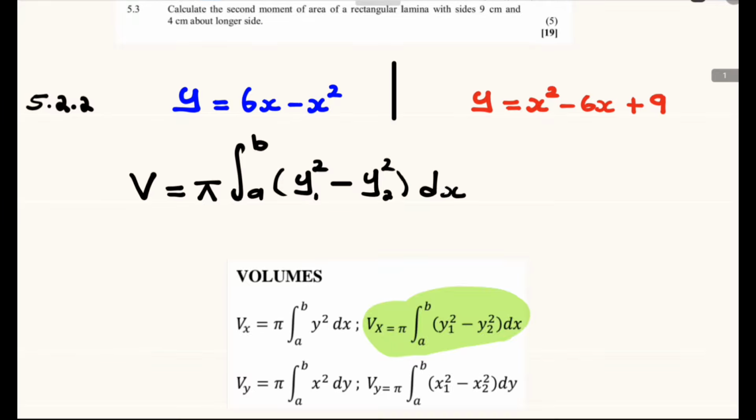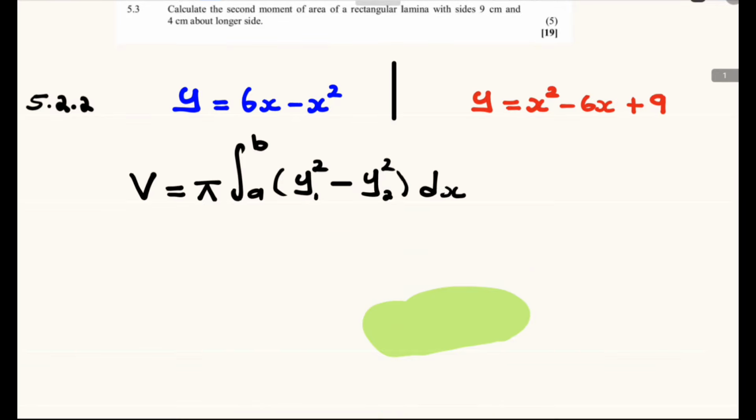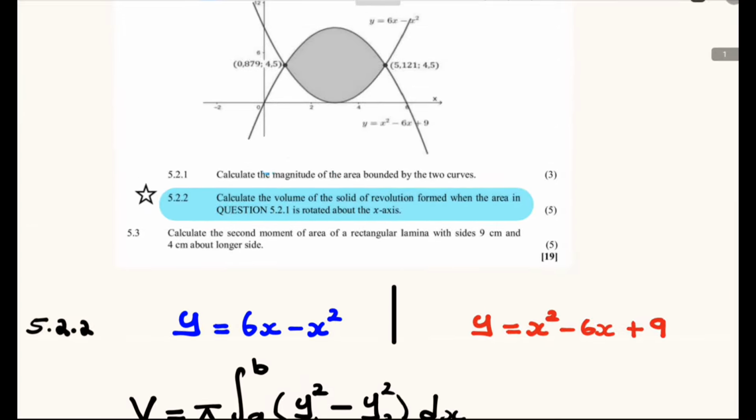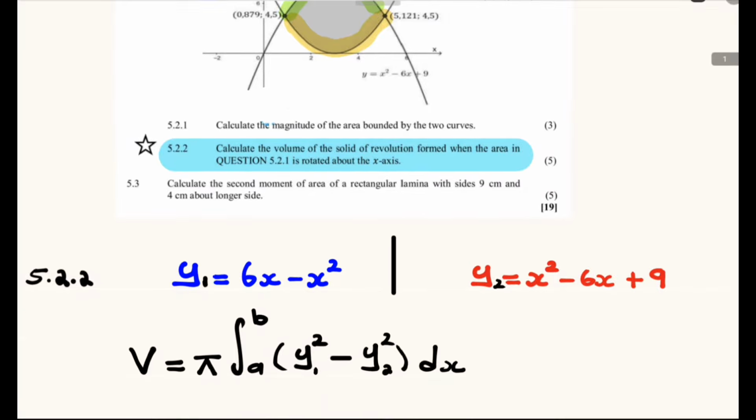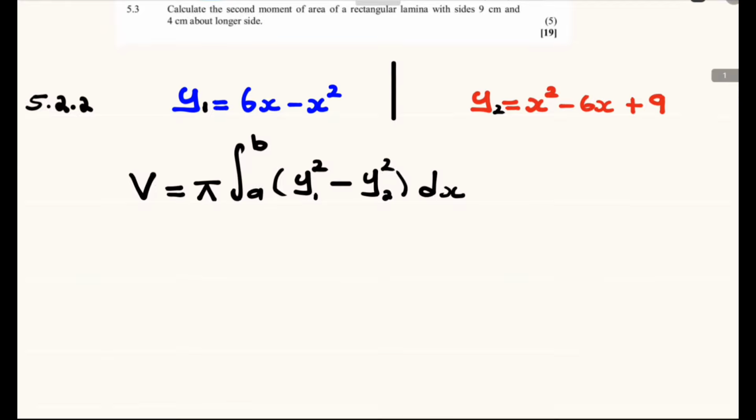The y1 is the function which is on top of the other, and in this case the function which is on top is the 6x minus x squared. So the y1 will be our 6x minus x squared, and the y2 is the function which is beneath where the area is. So we can see that inside the formula the y1 and the y2 are squared. So let's determine the y1 squared and the y2 squared.